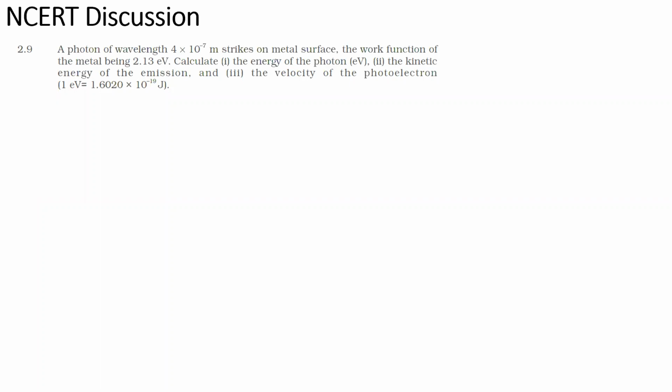We will be discussing question number 2.9 of the NCERT. It says a photon of wavelength 4 into 10 to the power minus 7 meter strikes a metal surface. The work function of the metal being 2.13 electron volts. Calculate the energy of the photon, the kinetic energy of the emission, and the velocity of the photoelectron. 1 eV is given to us as 1.6020 into 10 to the power minus 19 joules.